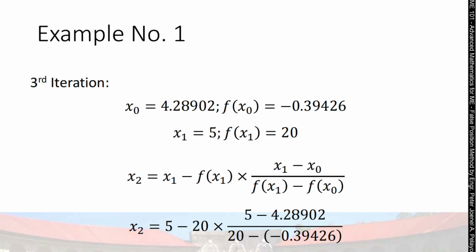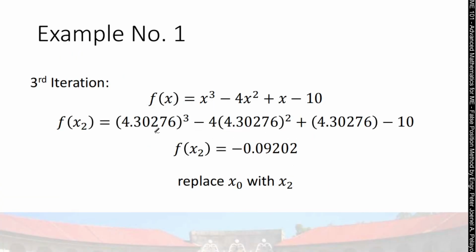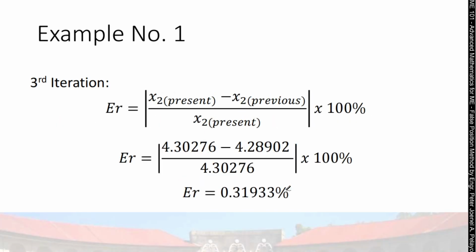So, X2 will be 4.30276. Tama? And substitute natin dito sa x cubed minus 4x squared plus x minus 10. Ang f(X2) natin is negative 0.09202. So, replace X0 with X2.